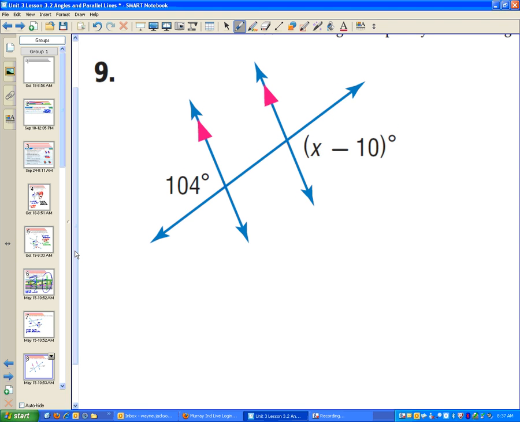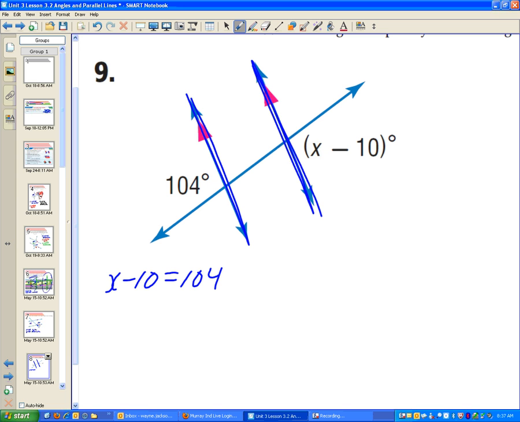we're still trying to find the value of the variables, or variable in this case. What kind of angles are those? Are they corresponding? Alternate interior? Alternate exterior. And according to the alternate exterior angles theorem, since this line is parallel to this line, and they're cut by a transversal, what must be true about the alternate exterior angles? They're congruent.